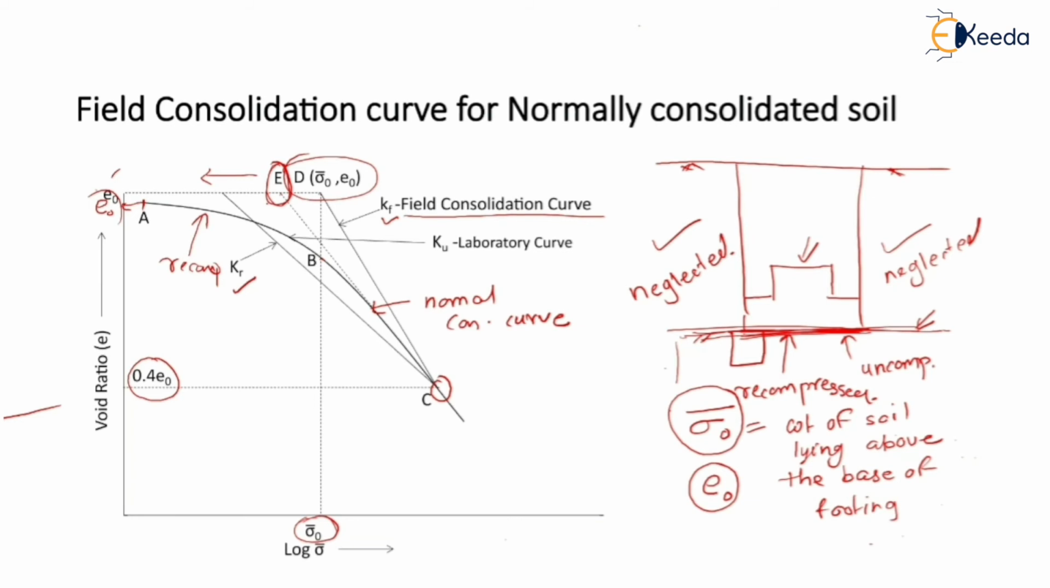If the soil sample is remolded and tested again in laboratory, the corresponding field curve obtained will be represented as KR. So KR is the field curve for remolded soil and its slope will be less than the field curve for the normally consolidated soil.